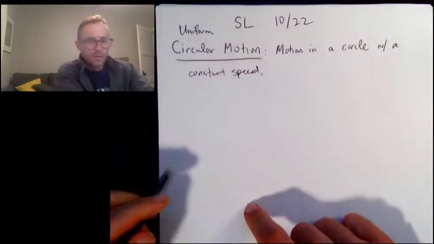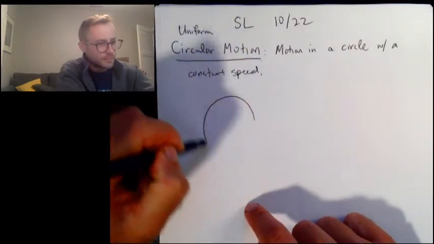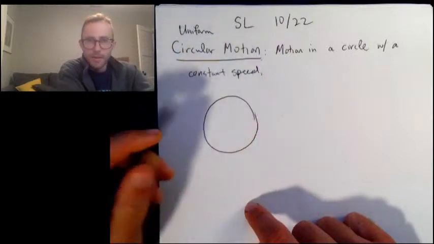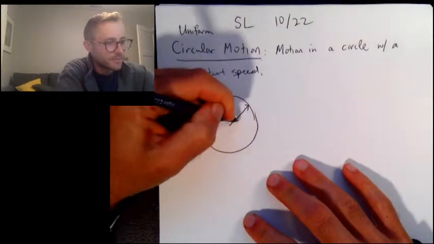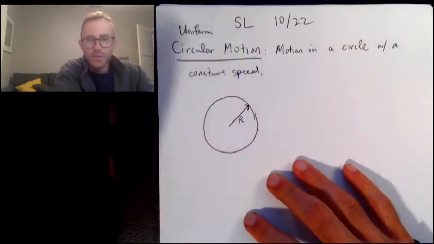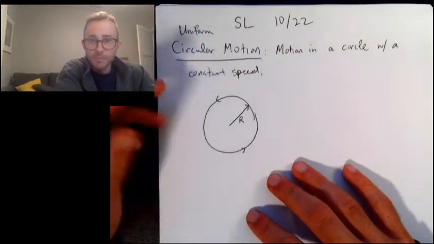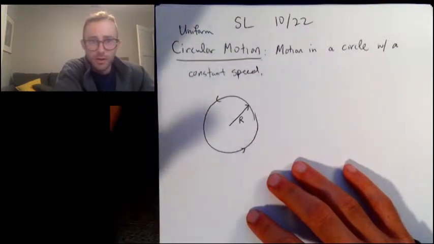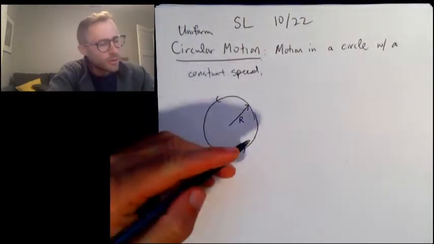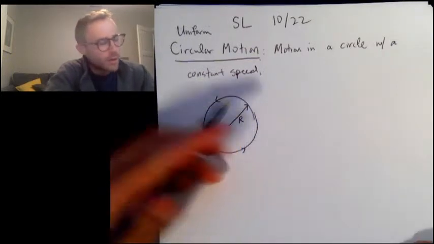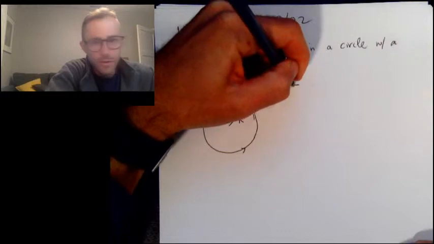Okay, so you're going around in a circle. That circle has a certain radius, which I'll call capital R, and you're just kind of going around and around. That's uniform circular motion at a constant speed. There's a number. It's called the period.